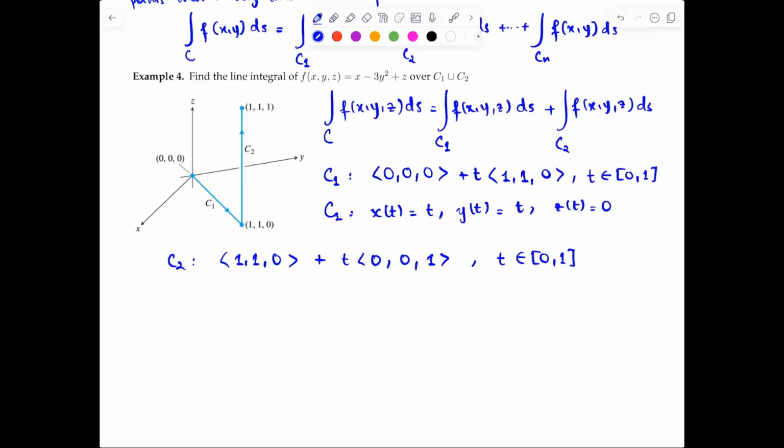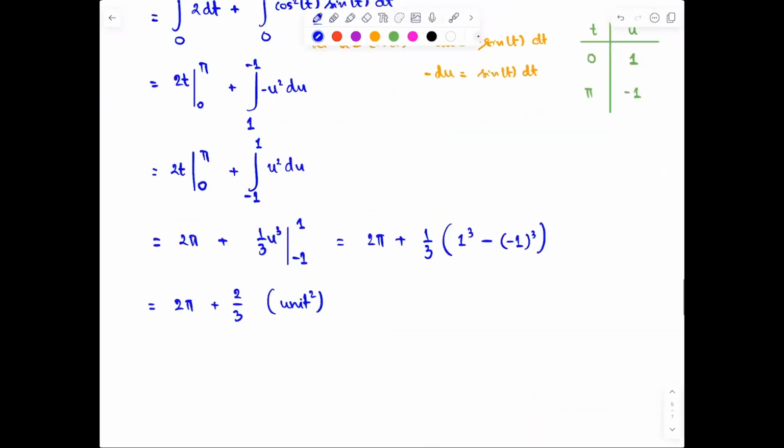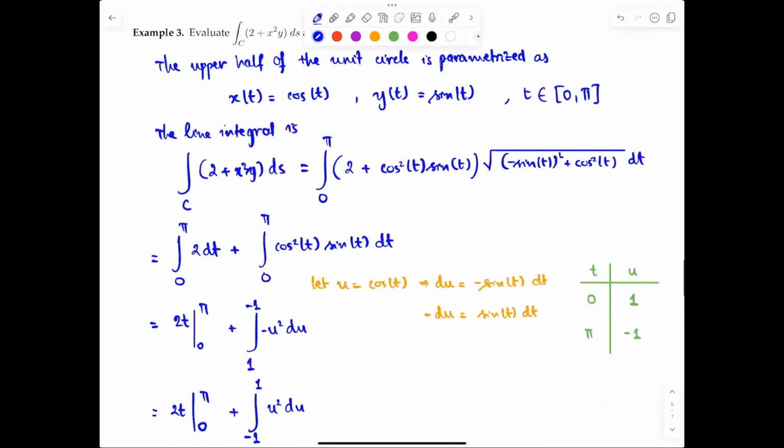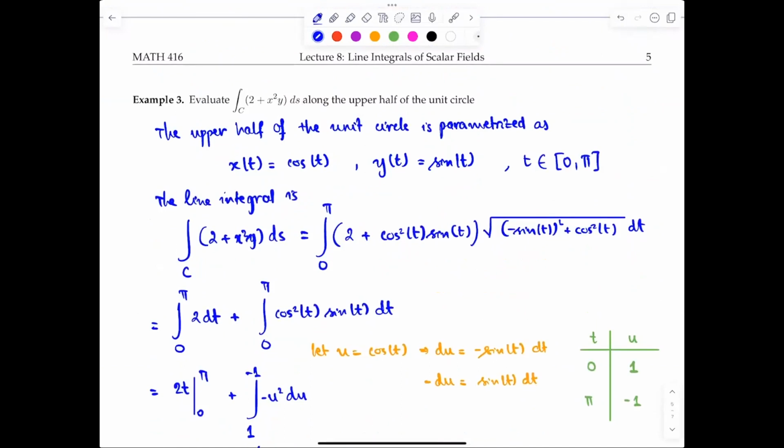Yes. For line segments, t is between 0 and 1, but for everything else, it's not always 0 and 1. For example, in the last problem, t is between 0 and pi. It just happened that the line segment is between 0 and 1.